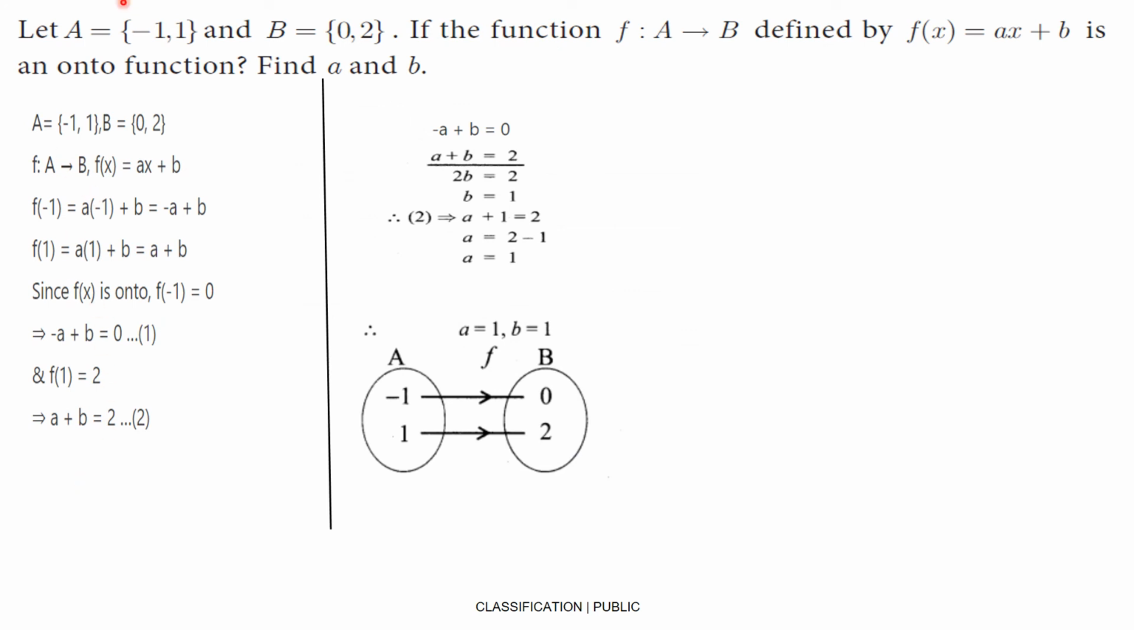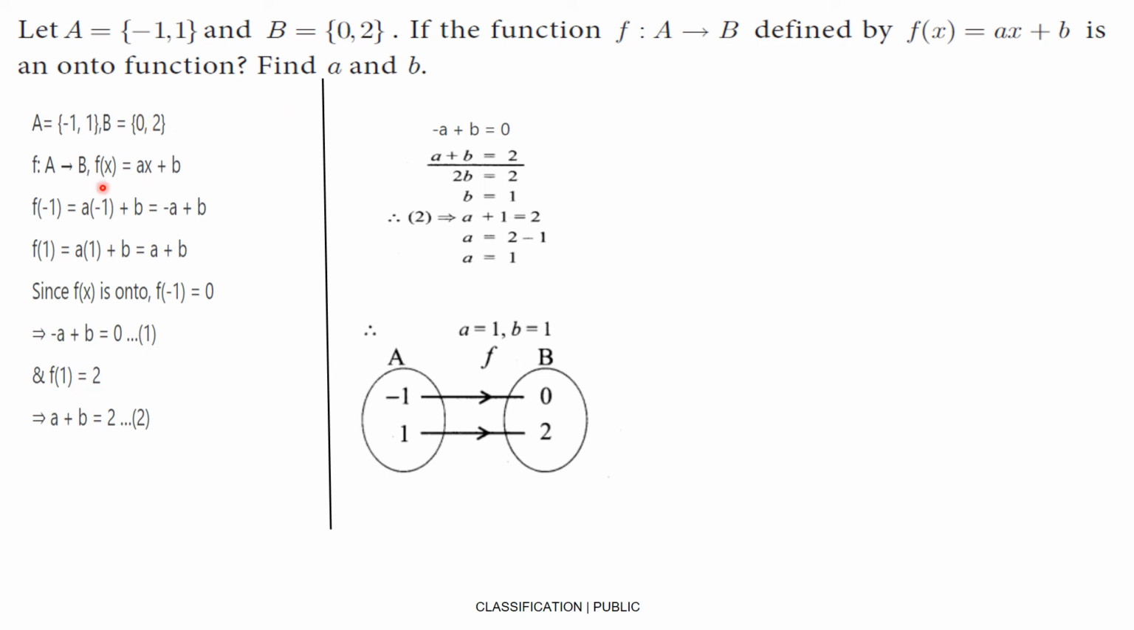Here, A equal to {minus 1, 1}, B equal to {0, 2}. If the function f from A to B defined by f of x equal to ax plus b is an onto function. They have already given that it is an onto function, that is minus 1, 0, 1, 2. This is an onto function. So we have to find out a and b. So A is minus 1, 1 elements, B is 0, 2 elements.